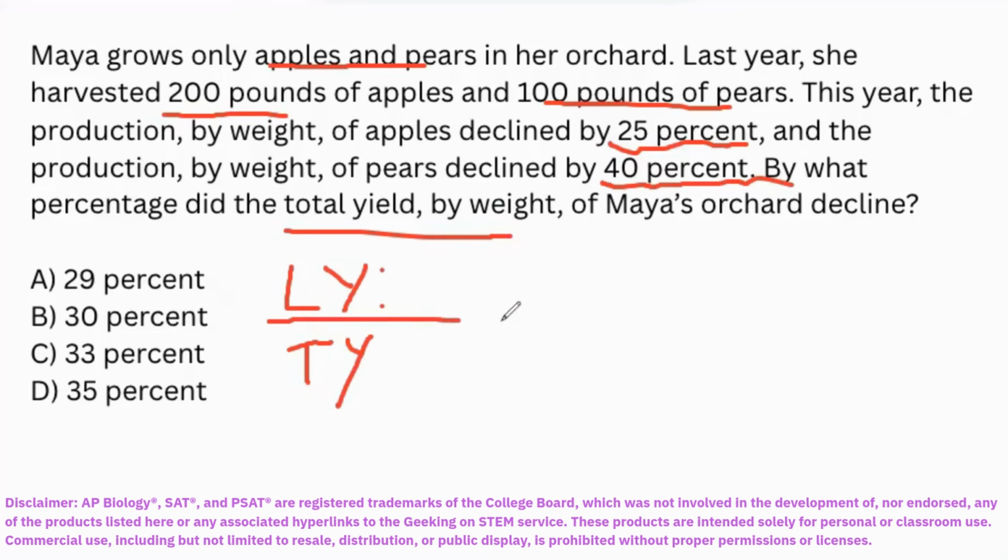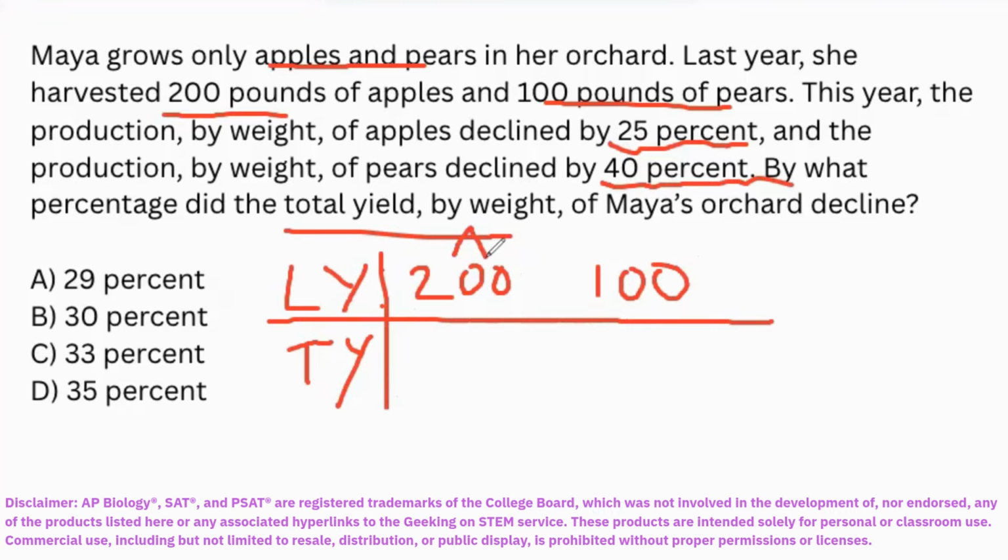So last year to this year. So we have two different time frames that we're talking about here. So when we talk about last year, we're talking about the fact that they harvested 200 apples and then 100 pears. So I'm going to put apples here and pears. So the total for last year was 300. And remember, we're talking about weight, so I'm just going to put total weight here.